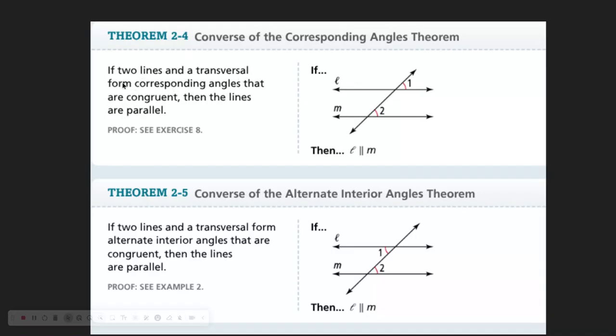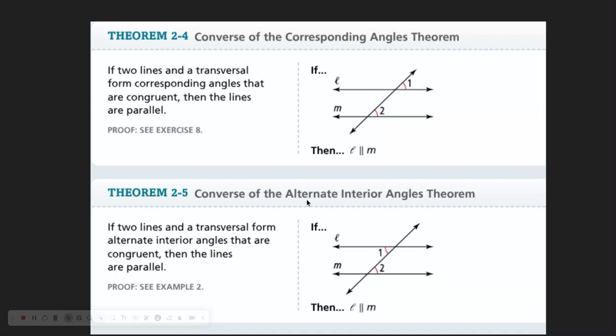If a transversal cuts two lines so that corresponding angles are congruent, then those lines must be parallel. So it's just the converse of yesterday. And that means it's biconditional. You can state these in either order and they're true.